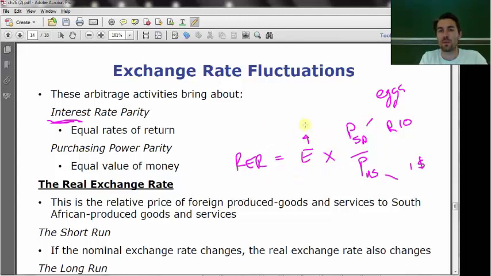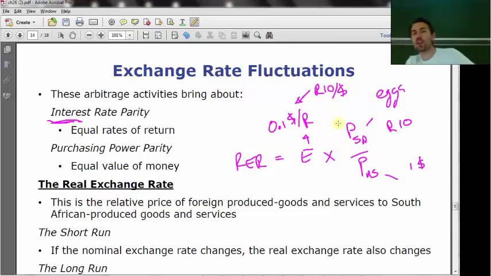$1 per 10 rand. Or, if I write that differently, the exchange rate should be $0.1 per rand. Are you happy with that? In other words, that's the same as saying 10 rand per dollar. You got that? Which is the same as 10 rand per dollar.